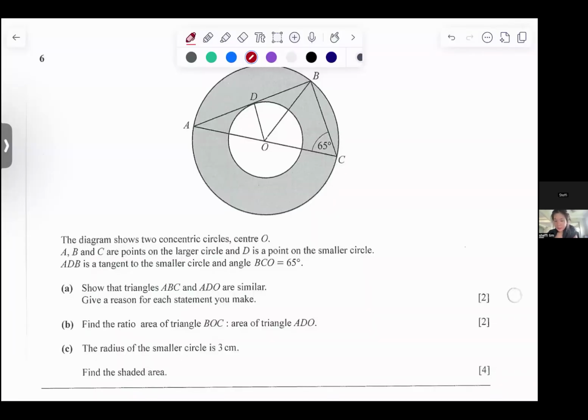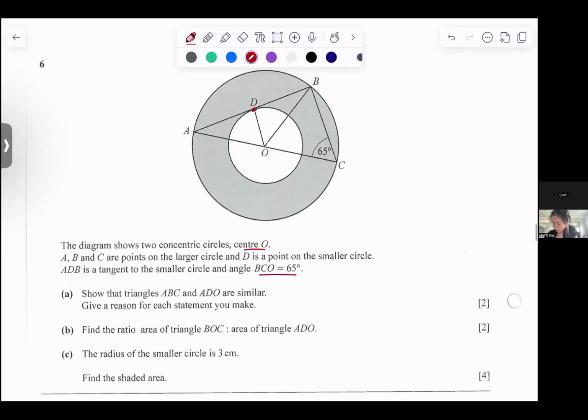Okay, question 6. The diagram shows two concentric circles, center O, and A, B, C are points on the larger circle. D is a point on the smaller circle right here. ADB is a tangent to the smaller circle, and angle BCO is 65. Show that ABC and ADO are similar. So let's mark out where these triangles are. ADO is right here. ABC is right here. All right.